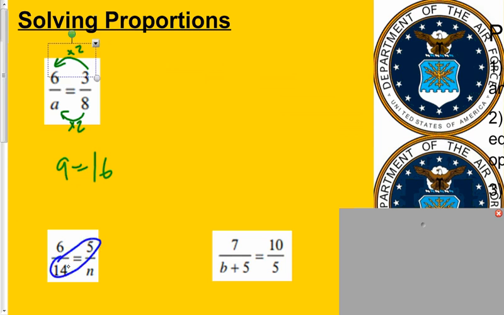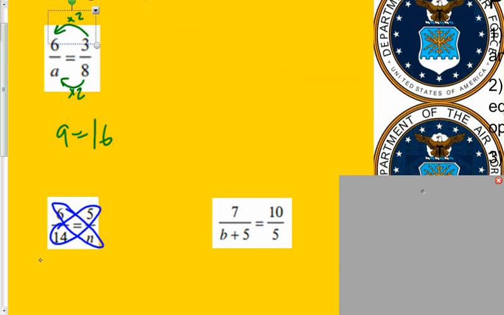If I use the cross products property, I'm going to multiply across. So I'm going to do 6 times n, and that's 6n. That's going to be equal to the other cross product, 14 times 5. Now 14 times 5 is 70. So I've got 6n equals 70.